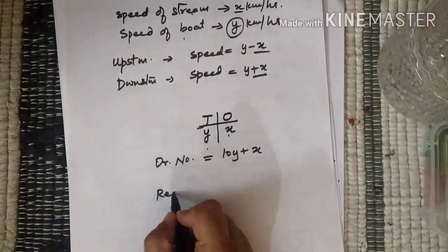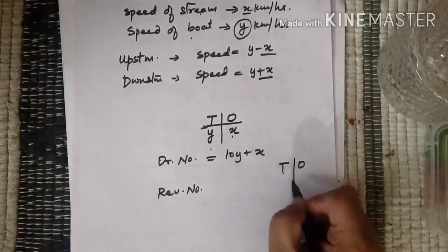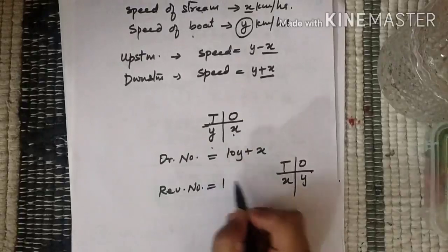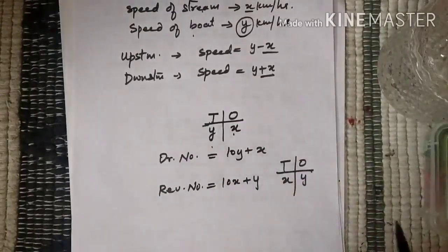And reverse number, how do we write? When you reverse the digits, here will be y and here will be x. Again, place value and the digit. So the number will be 10x plus y. Then whatever the relation in the question given, you can solve it accordingly.